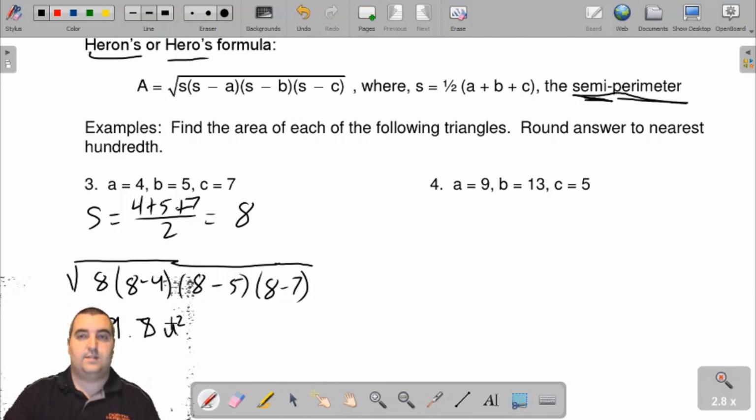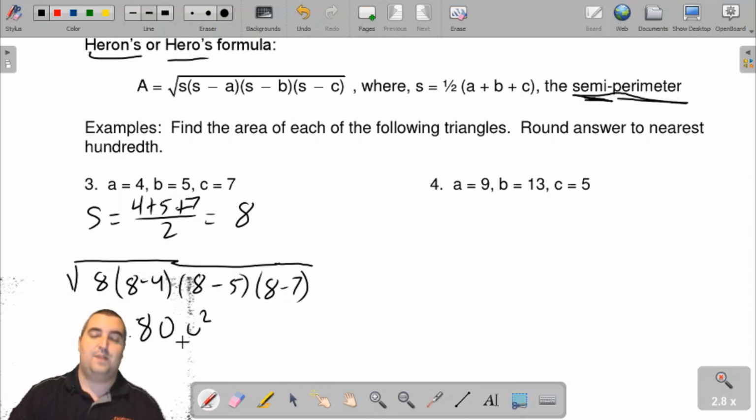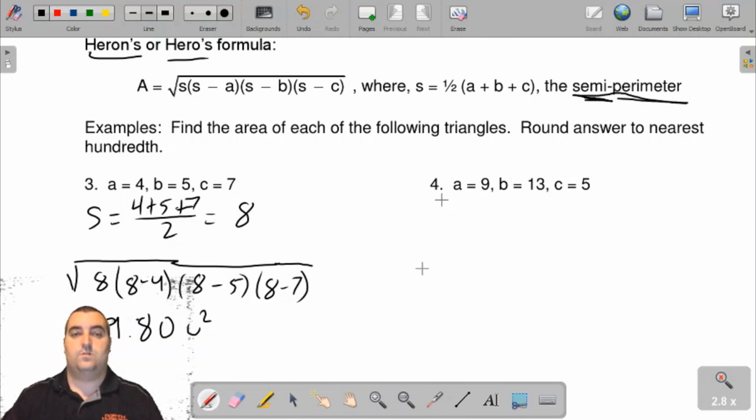And again, it's area, so it is units squared, and I should read my own directions. It does say to the nearest hundredth, which really doesn't change it. It would still be 9.8, but we're going to throw in that 0 just to show that I did round it. Okay, so we'll do a second example here just so you can see it.